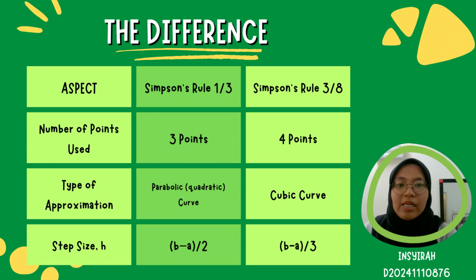Another important difference is the condition of use. Simpson's 3/8 rule requires the number of subintervals to be a multiple of 3, while Simpson's 1/3 rule requires the number of subintervals to be an even number. In conclusion, Simpson's 3/8 rule is used when the interval can be divided into 3 equal parts and provides a reliable and accurate method of approximating a definite integral.